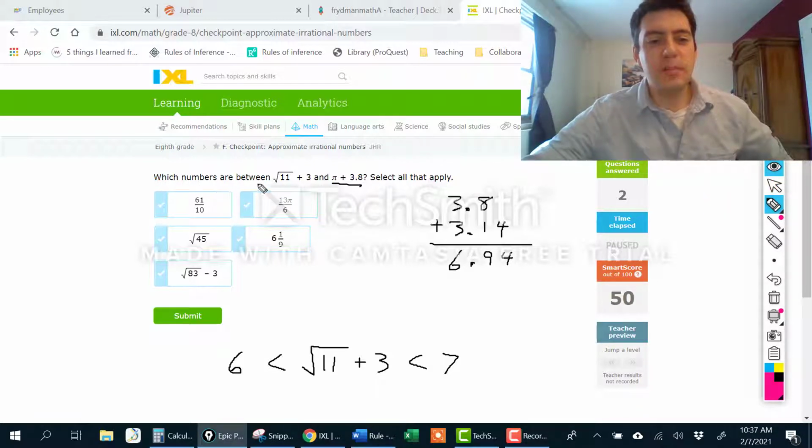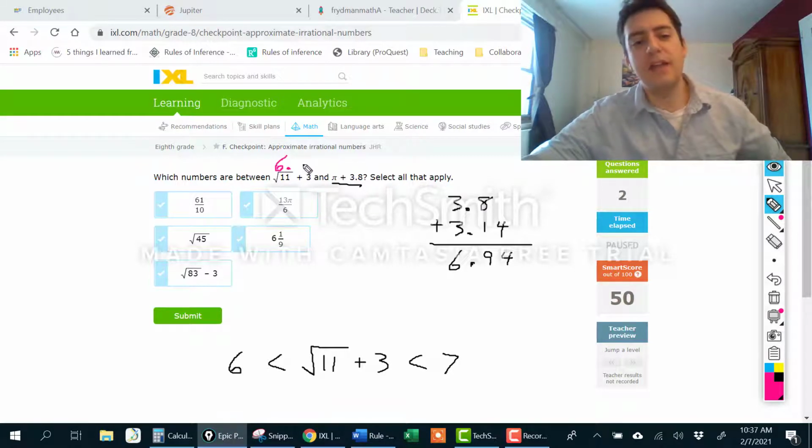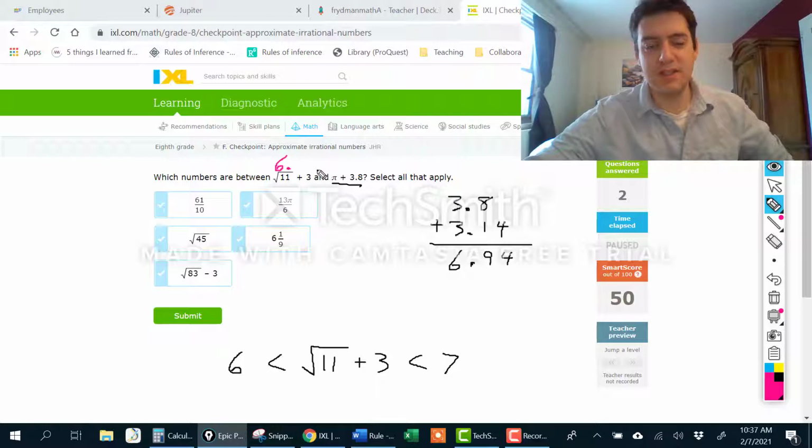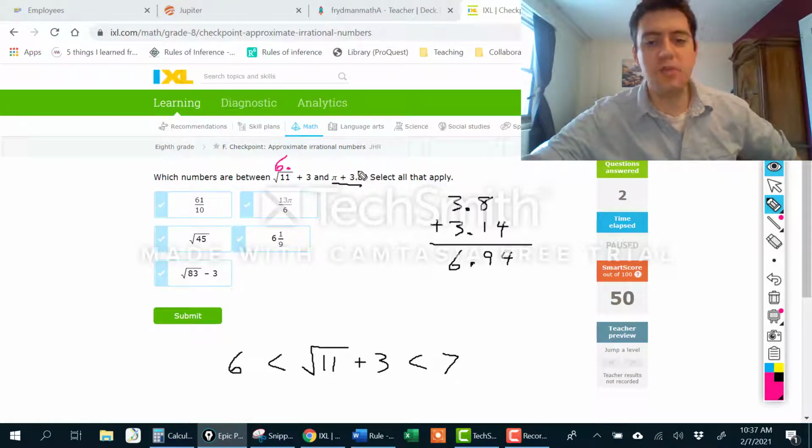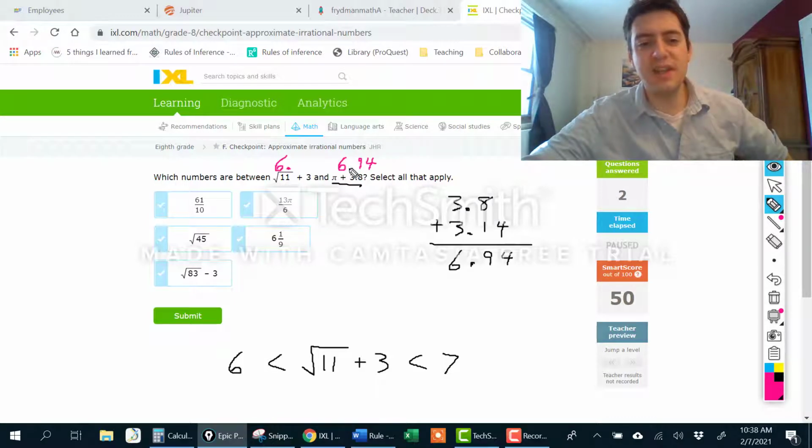We want to know which numbers are between this, which we know is between 6 and 7. So for now, let's put 6 point something. It's probably a little bit closer to 6 than to 7, because 11 is much closer to 9 than it is to 16. But so far all we know is that the square root of 11 plus 3 is 6 point something, and we know that pi plus 3.8 is about 6.94. So I want to know which of these numbers are between 6 point something and 6.94.